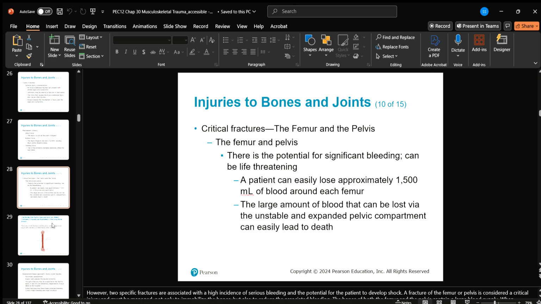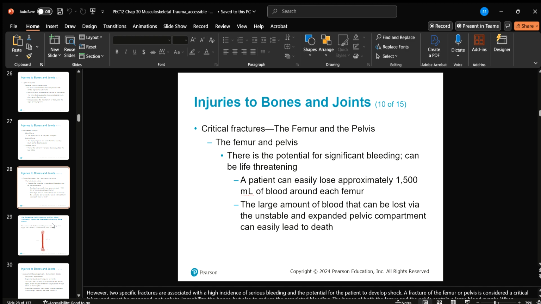All right, so femur and the pelvis. We're talking about critical fractures here. The potential for significant bleeding can be life-threatening. So you may get a test question on this about how much you can bleed out. It says 1.5 liters, or 1,500 mLs of blood for each femur. So theoretically you can lose 3 liters of blood if both femurs are fractured. We have a bilateral femoral fracture, and it has lacerated some blood vessels. We can lose around 1,500 mLs per leg.